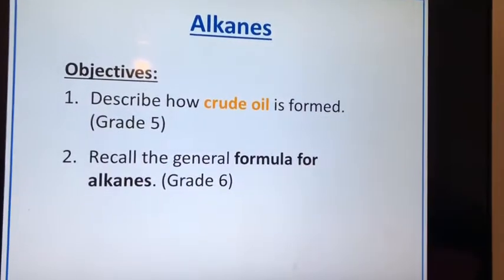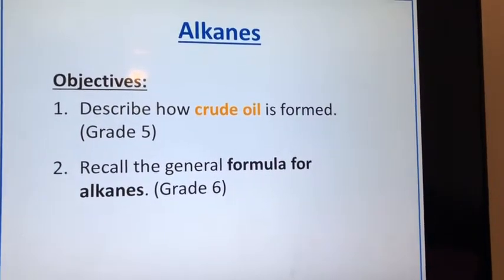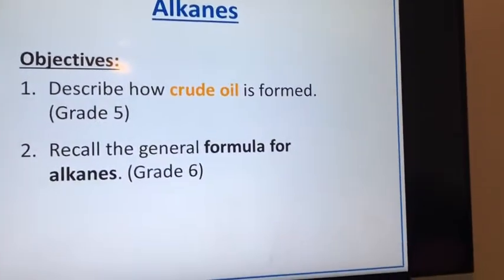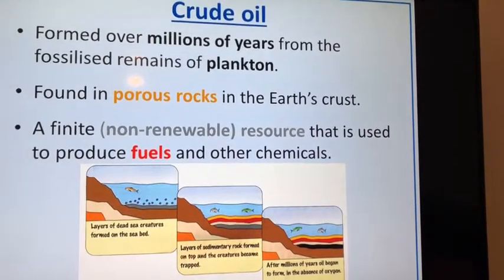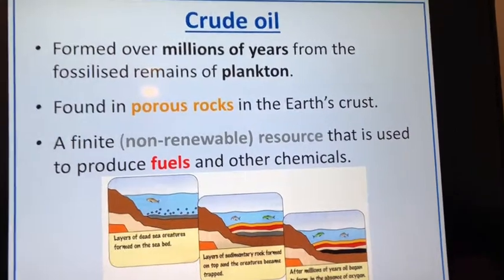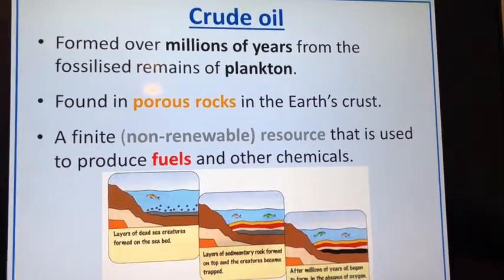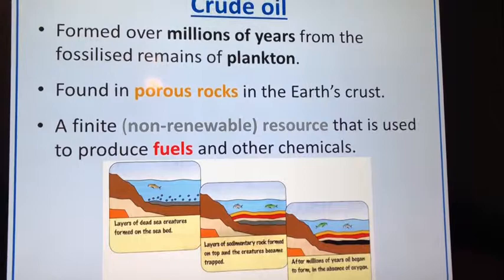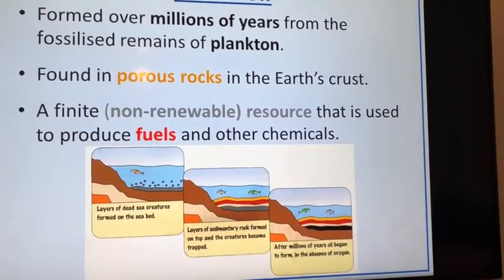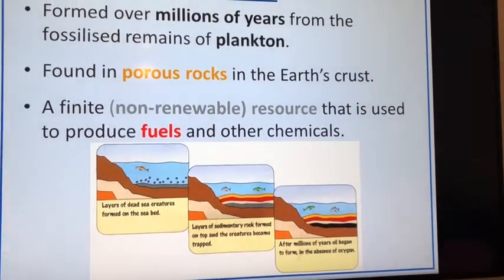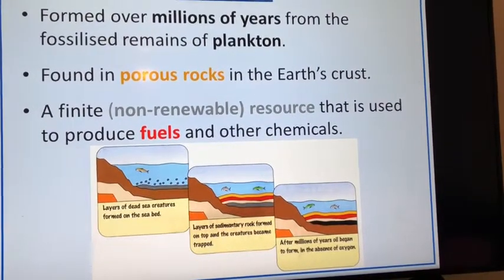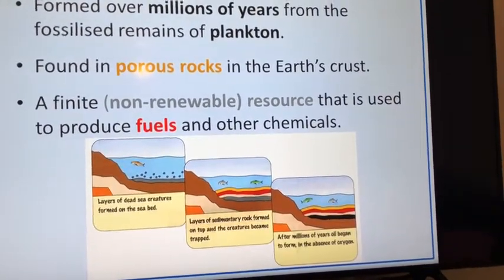So this video is all about alkanes, so I'm going to introduce how crude oil is formed and recall the general formula for alkanes. Crude oil is formed over millions of years and it's basically made from marine plants and animals, and little living things such as plankton. It's found in porous rocks in the Earth's crust, so they have to drill down under the seabed to get it with oil rigs.